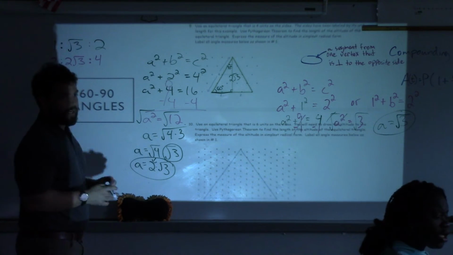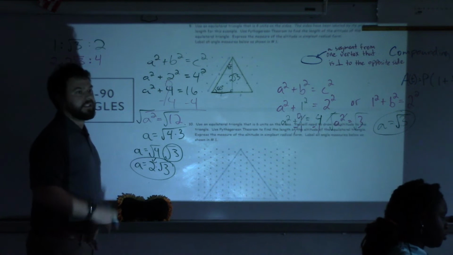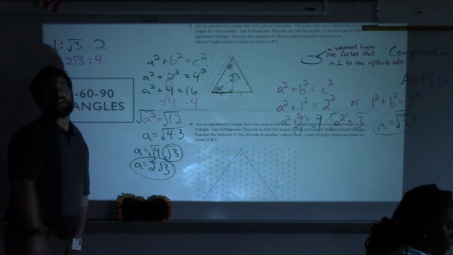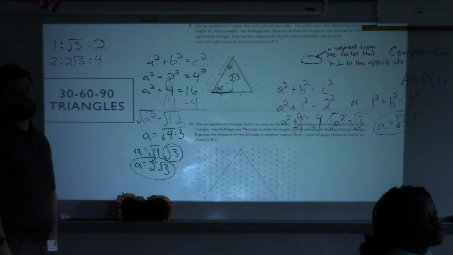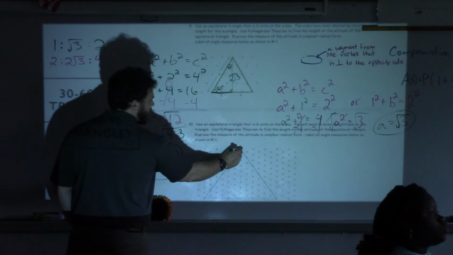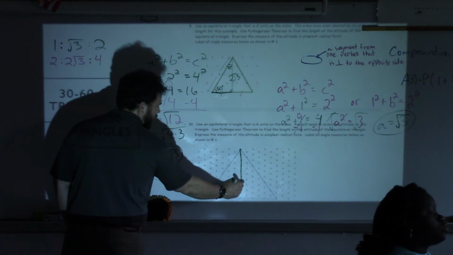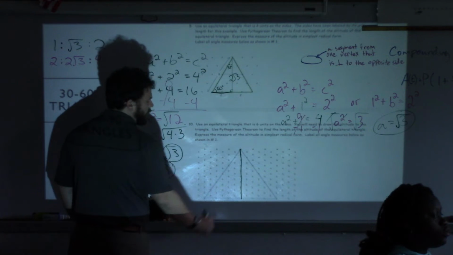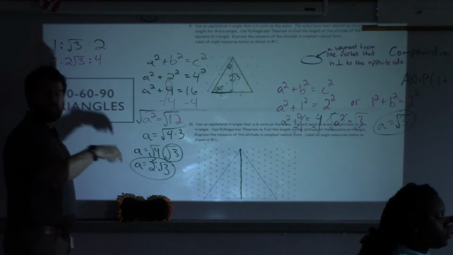You've got to follow the directions. Remember, we need a 30, 60, 90 degree triangle. Do I even have that yet? No. So what do I have to draw in? The line that splits it in half, drawing in the altitude. Because that altitude is what to the opposite side?